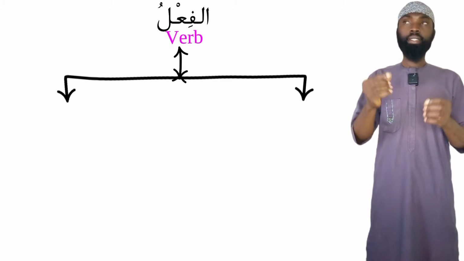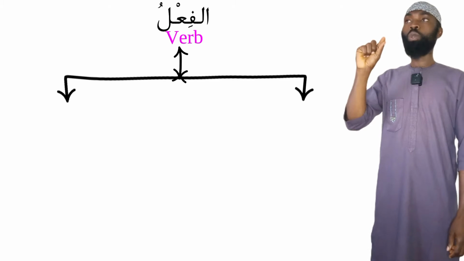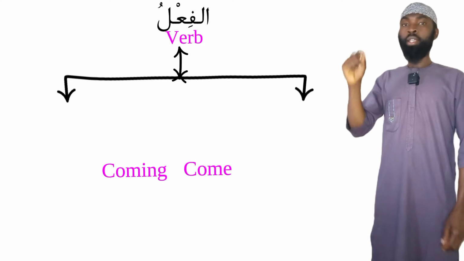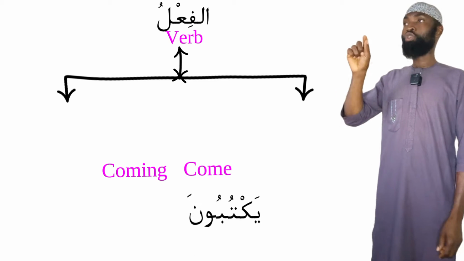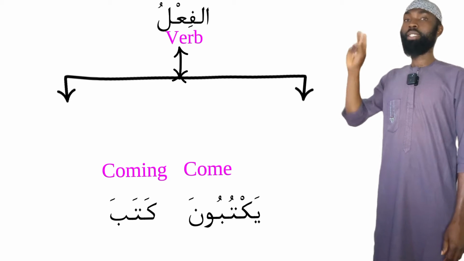What do you mean by root letters? Each word has its own root letters. Just like in the English language, we have the word coming. The root letter of coming is what? Come. In the Arabic language, we have the word yaktubuna. The root letters are kataba, which are just three.